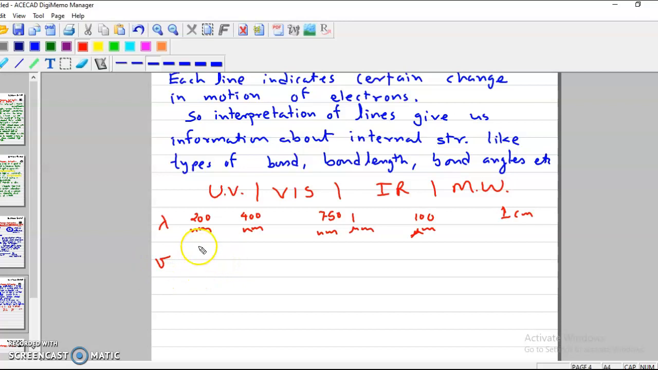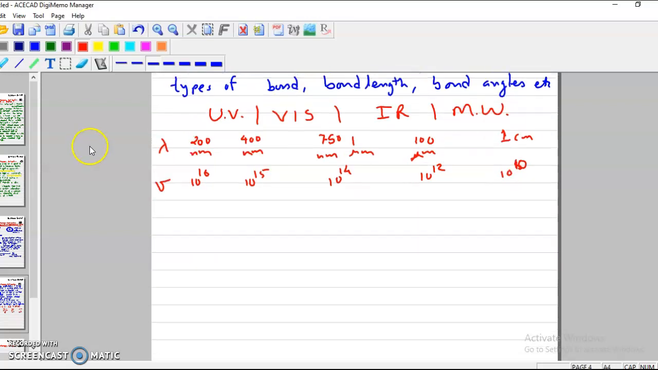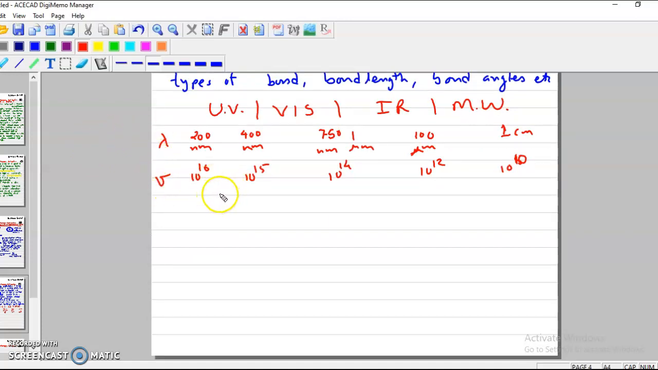If we see the frequency, UV is nearly 10 raised to 16 Hertz to 10 raised to 15 Hertz. Then visible is up to 10 raised to 14 Hertz. Then infrared is up to 10 raised to 12 Hertz. And microwave is 10 raised to 8 to 10 Hertz. So these are different ranges. Now, as you go from UV to microwave, energy decreases and wavelength increases.